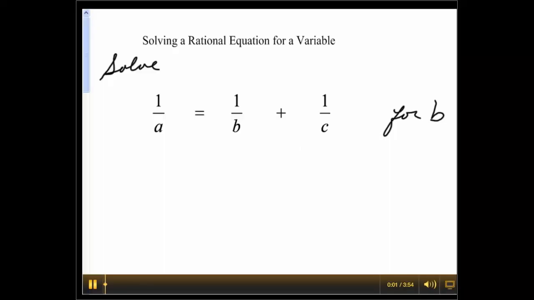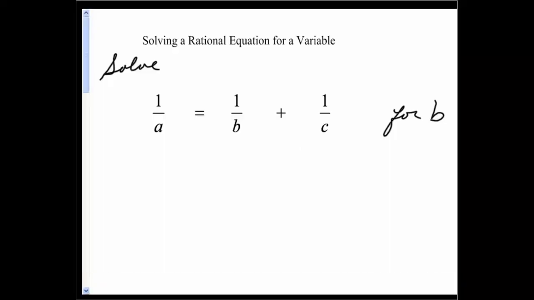In this lesson, we're going to solve a rational equation for a variable. In order to solve this equation, the method we're going to use is we're going to rewrite each term so that there is a common denominator. For these denominators, the least common denominator will be abc.